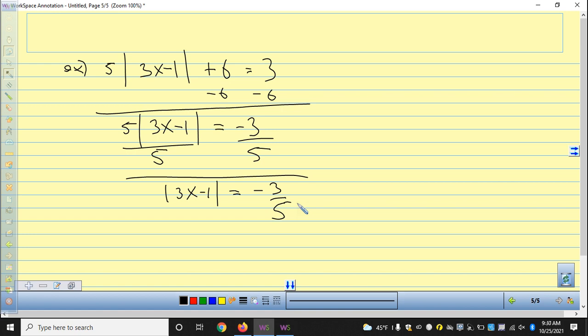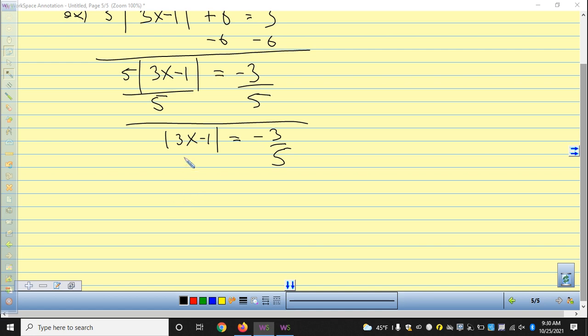This is telling me that I'm taking the absolute value of something and I'm getting an answer that is negative. Well, what does that absolute value do to anything that's inside it? Makes it positive. So this is saying I'm taking whatever's inside here and making it negative. That's impossible. The absolute value of something cannot be negative. So the absolute value of a thing is never negative. So this is no solution.